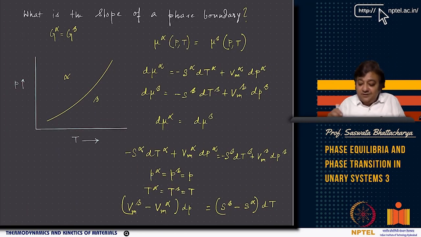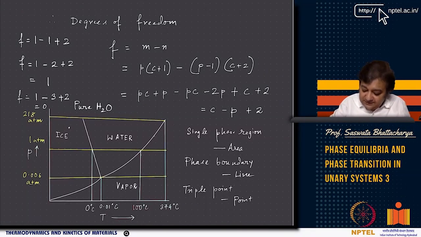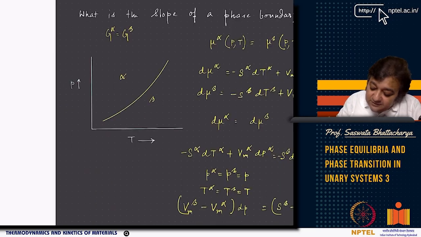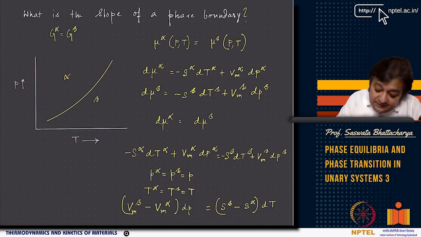Now, one very important question: we have these slopes, but what is the equation that determines the slopes? So, we move on to something called the Clausius-Clapeyron equation. Again, the derivation is very simple. I'll quickly go through it.